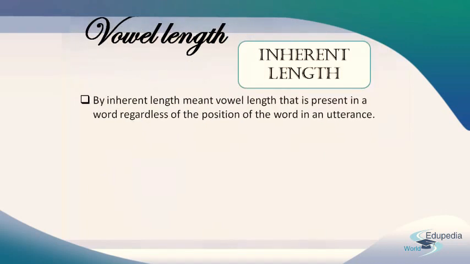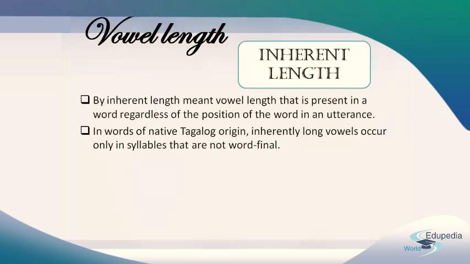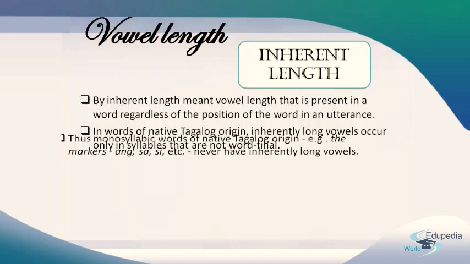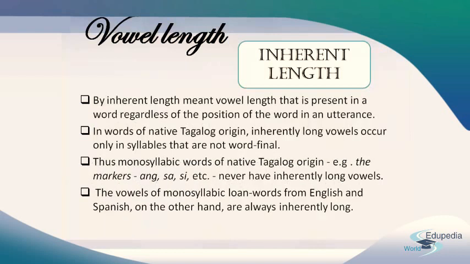By inherent length is meant vowel length that is present in a word regardless of the position of the word in an utterance. In words of native Tagalog origin, inherently long vowels occur only in syllables that are not word final. Thus, monosyllabic words of native Tagalog origin, for example the markers ang, sa, or si, never have inherently long vowels. The vowels of monosyllabic loan words from English and Spanish, on the other hand, are always inherently long.